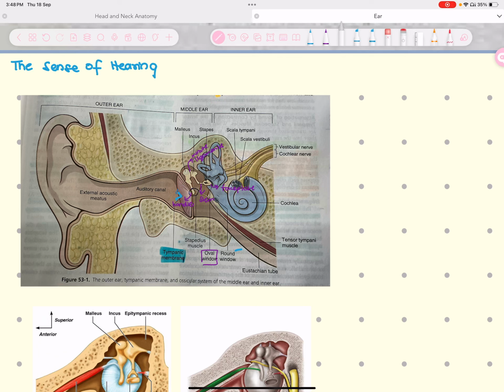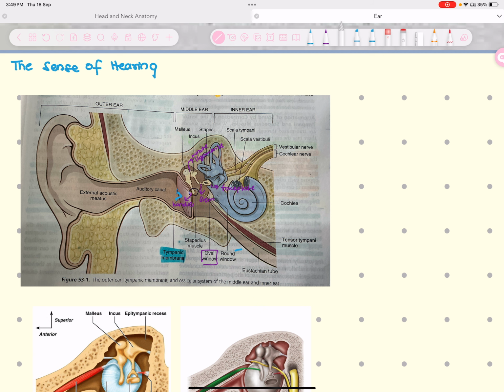Hi everyone, we're finally starting the year, and the topic we're covering today is the tympanic membrane and the ossicular system. Now, for the conduction of the sound from the tympanic membrane to the cochlea, there's a very important role of the middle ear, especially the ossicular system. So let's discuss that in detail.